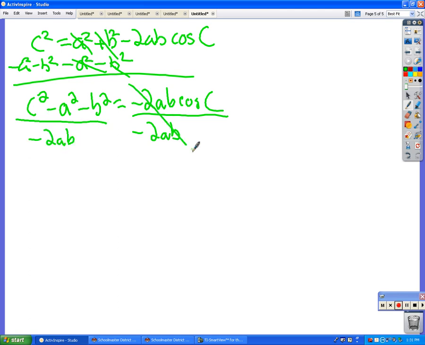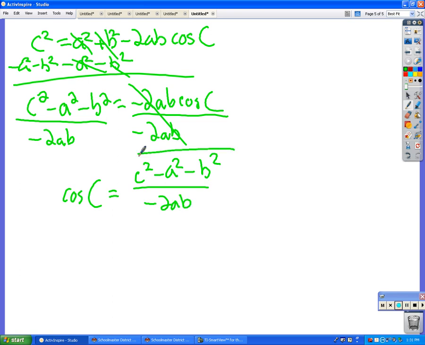And so those cancel, and so this gives us a different formula that we can use to find the angle. And that is that the cosine of the angle is c squared minus a squared minus b squared divided by negative 2ab. Okay? And remember, since this is a fraction, you have to do all the tough stuff on top first, and then divide it by all the stuff on the bottom.